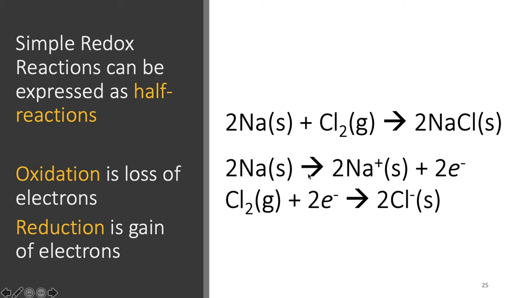Those electrons that sodium metal loses are gained by chlorine gas. I cannot have free electrons floating around here. Therefore, the number of electrons on both sides here has to be the same.